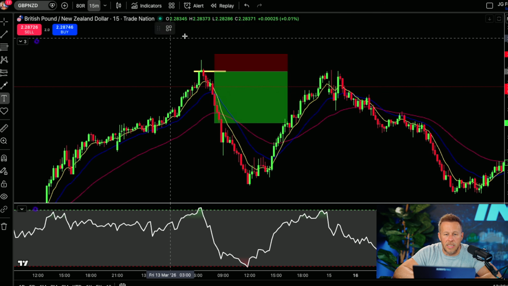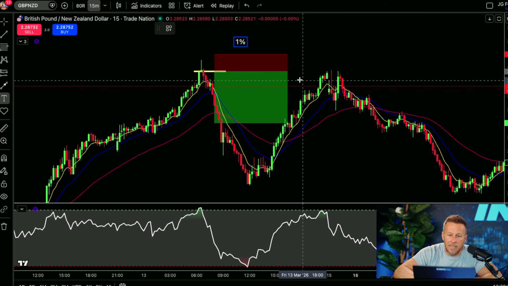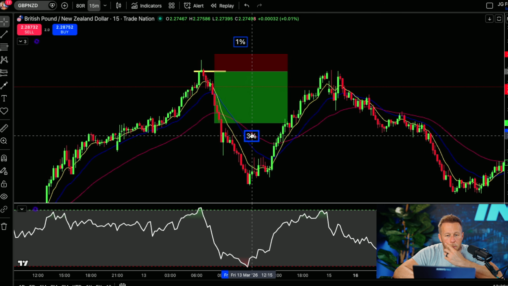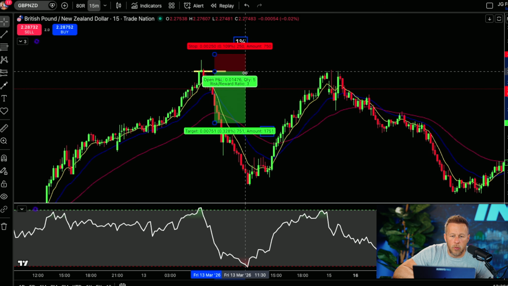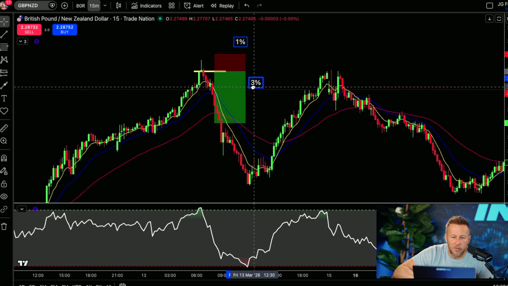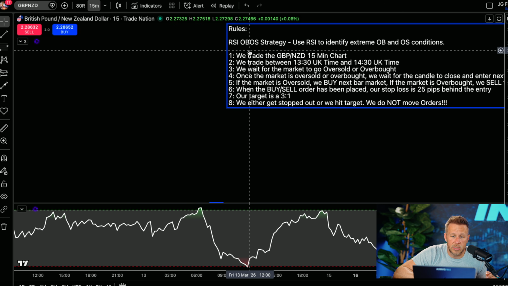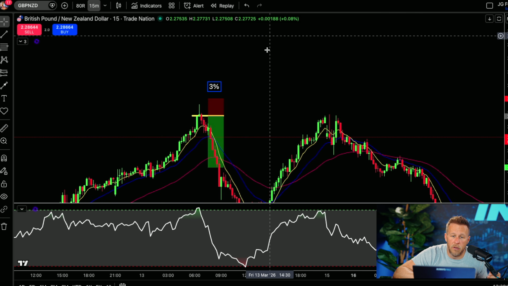So in this particular setup, let's just say we risked 1%. We've gained 3%. This is a 3% winner. What we do is we put that in the journal, and we bank the 3%, which is very nice. Now what are we looking for? Well, let's go back to the rules. We just start again. We're waiting for the overbought, oversold condition.